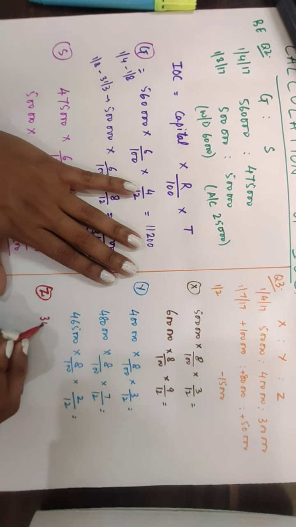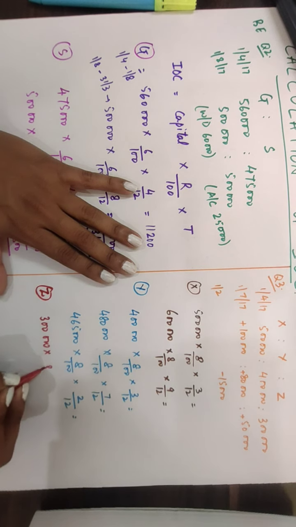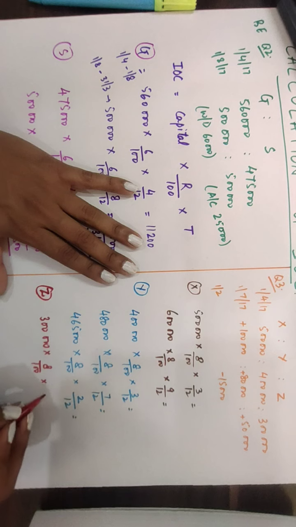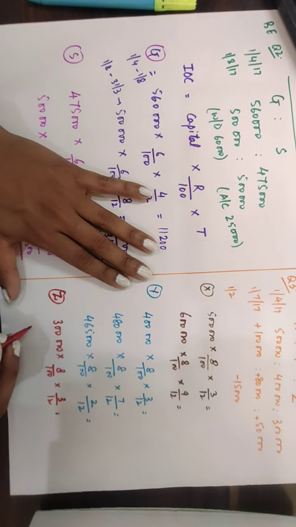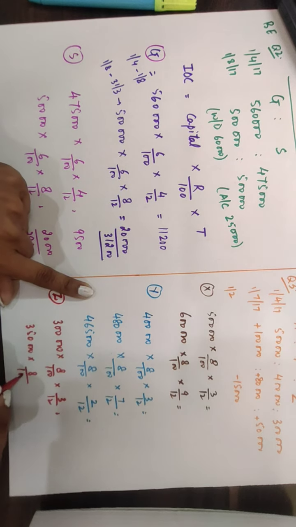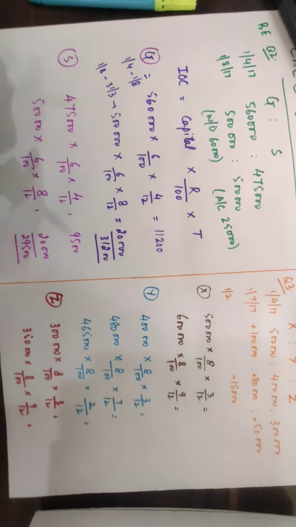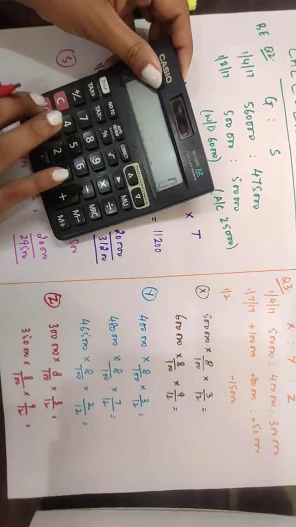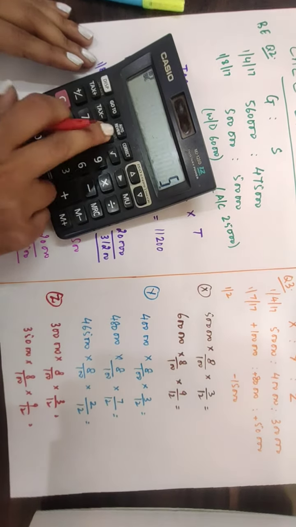The opening capital was 3 lakh. So 3 lakh into 8% into 3 upon 12. And then he has made 3,50,000 into 8% into 9 upon 12, because there is no further thing he has done. So now we'll just check out the answer with the book.